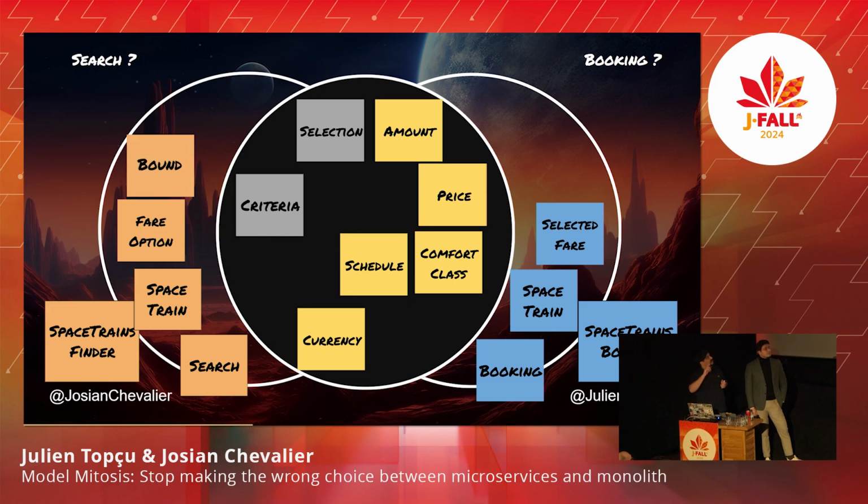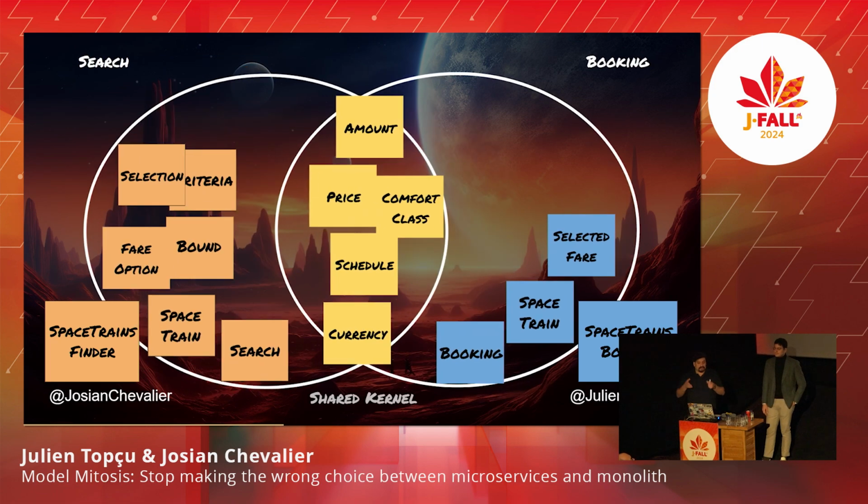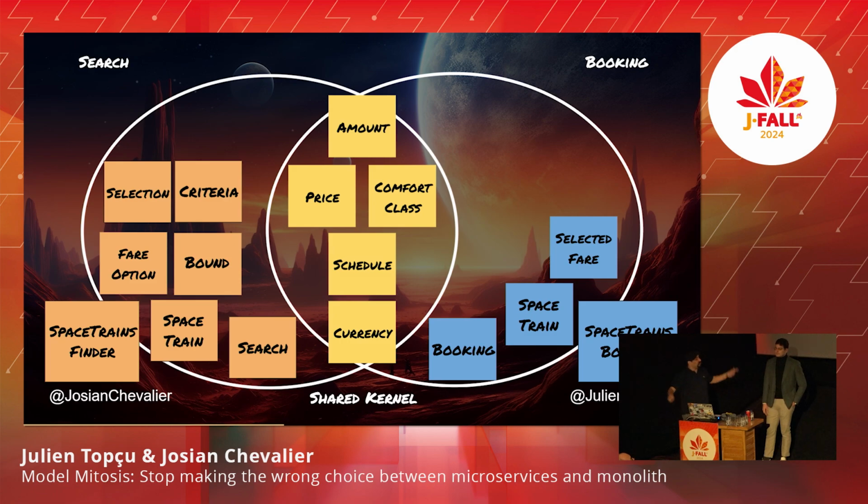But bound, criteria, and selection, they were made for the search, so we put them here on that left module. And what remains in between constitutes our shared kernel, which represents the intersection between our domains. And more than that, it represents the area of uncertainty, where we believe that the boundary between our domains lies, but we're not sure exactly where yet.